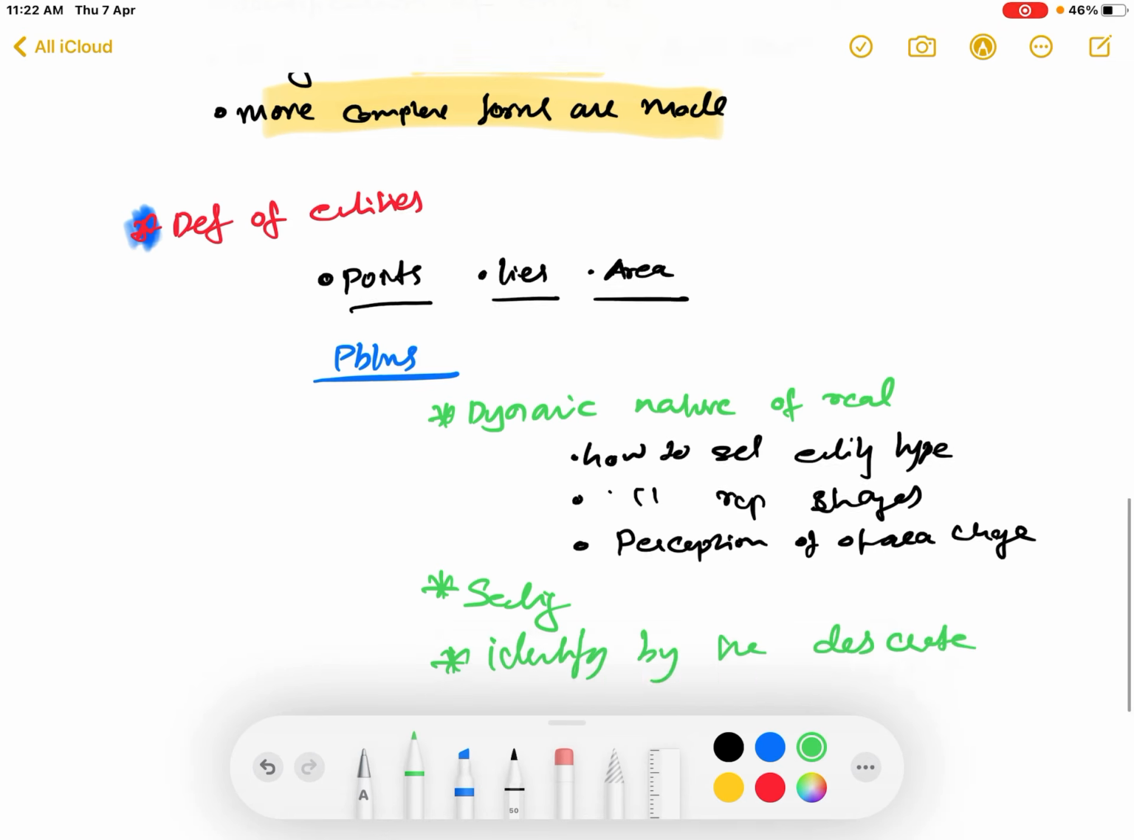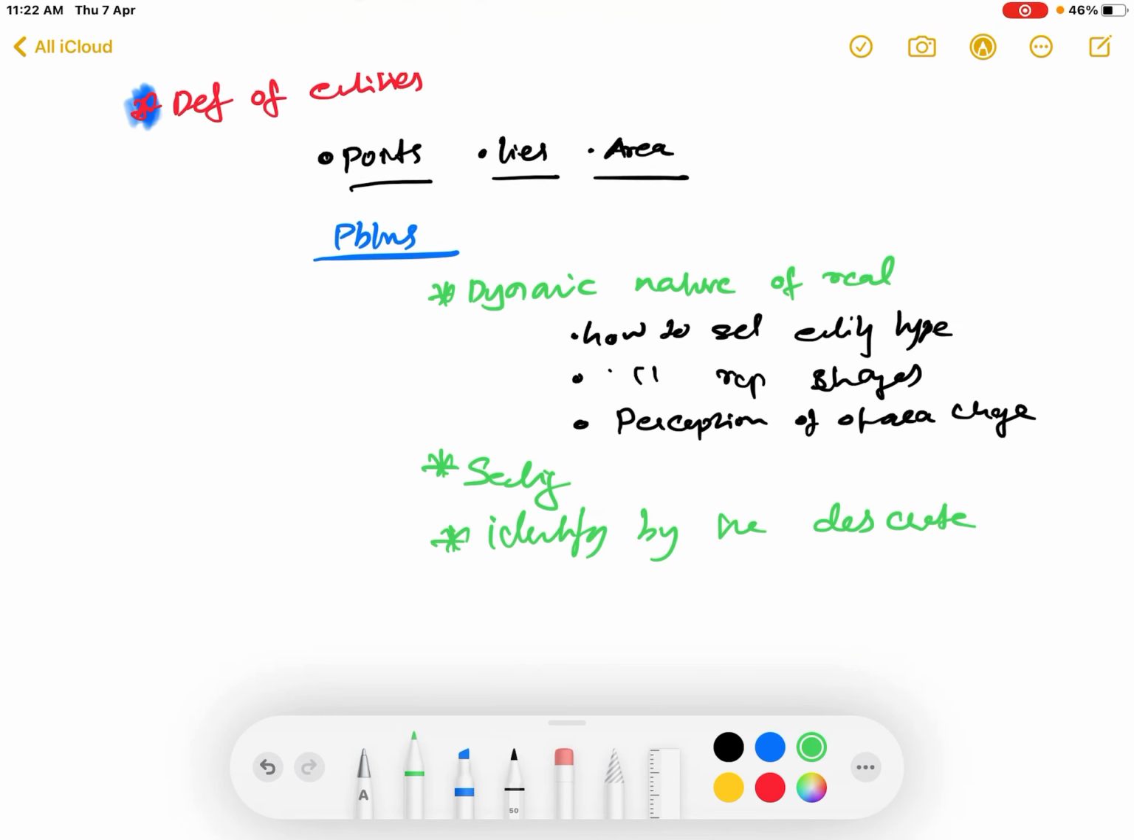And then the final problem is that we have to identify the discrete and continuous objects. So what are discrete objects? Discrete objects are the objects that are present here and there. For example, a building, a post office, or something like that. But on the other hand, continuous objects are continuing. For example, a road or a river. So we have to identify what objects are discrete and what objects are continuous.